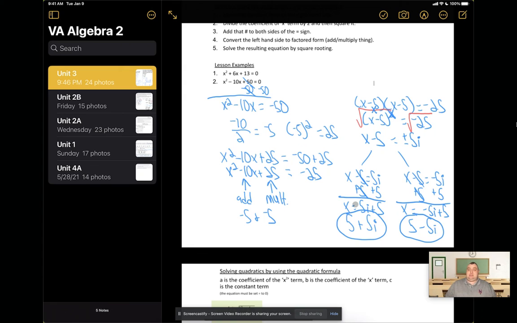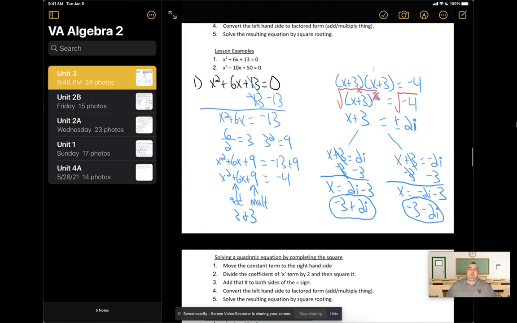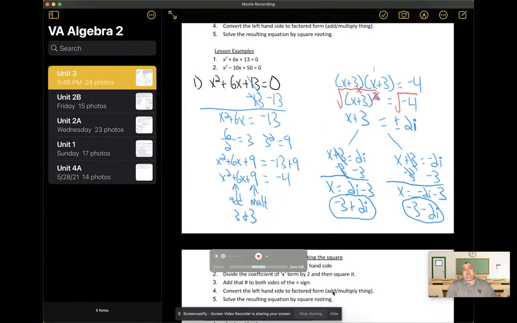Again, conjugates mean that they look pretty much the same with the exception of having a plus in the middle versus a minus in the middle. So that was the same for both of these problems. And that is it for lesson 17.